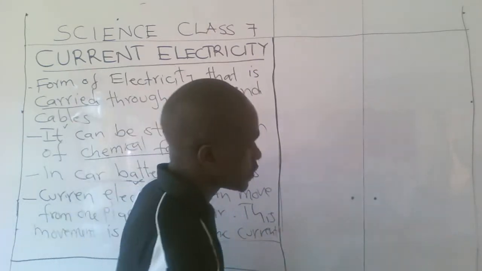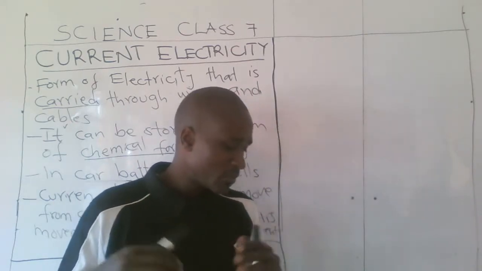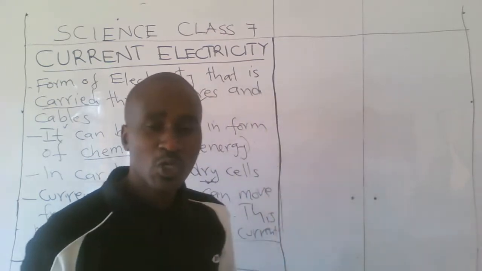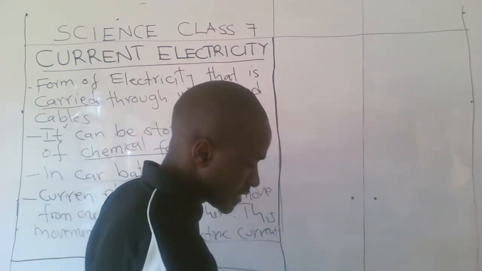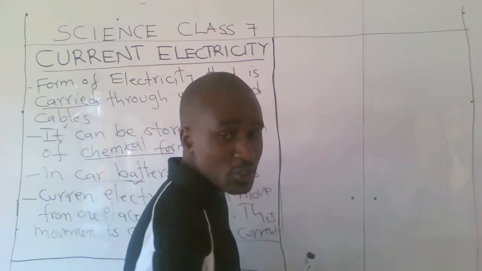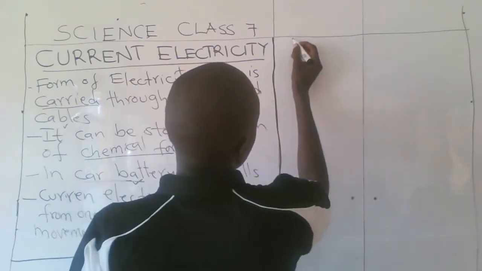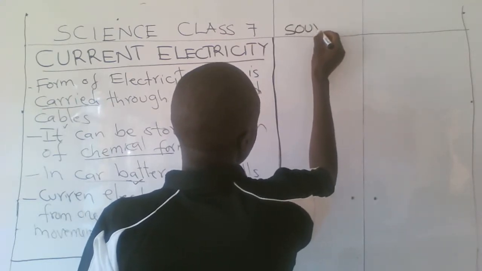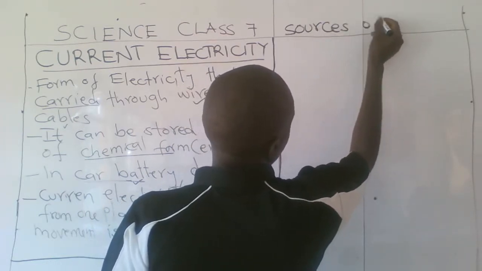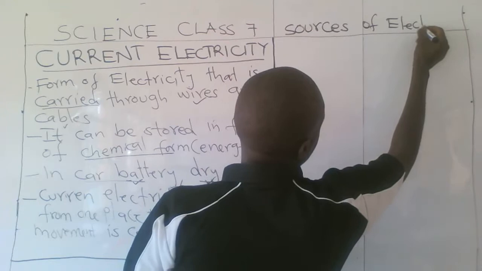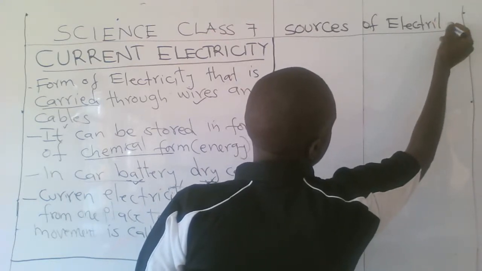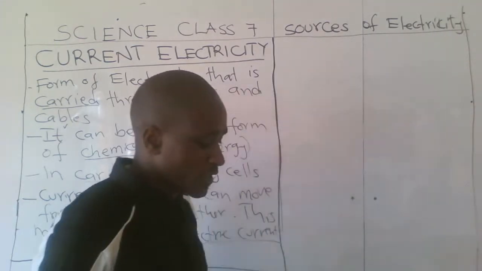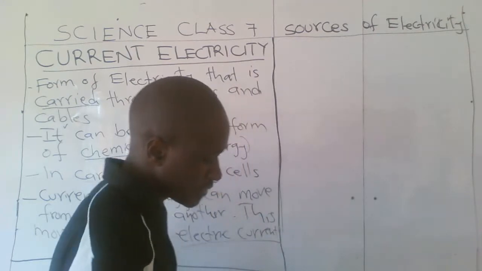Now I want us to move to some examples or sources of current electricity. I want us to dwell on the sources of current electricity, which we also call sources of electricity. We have many forms of sources of electricity.